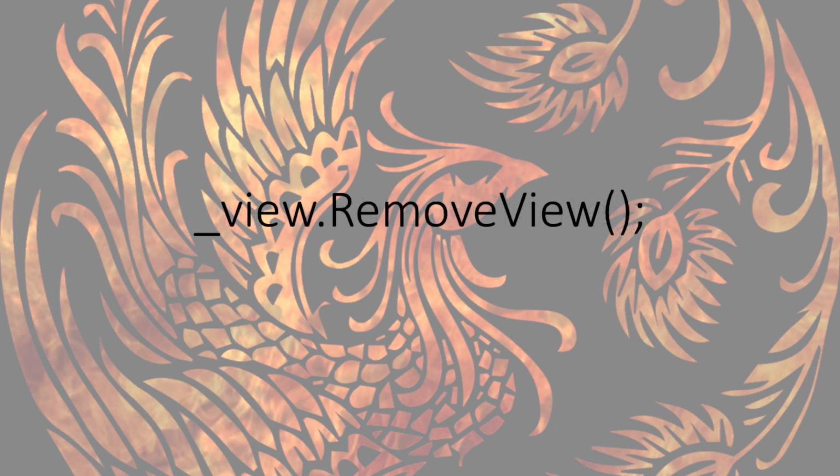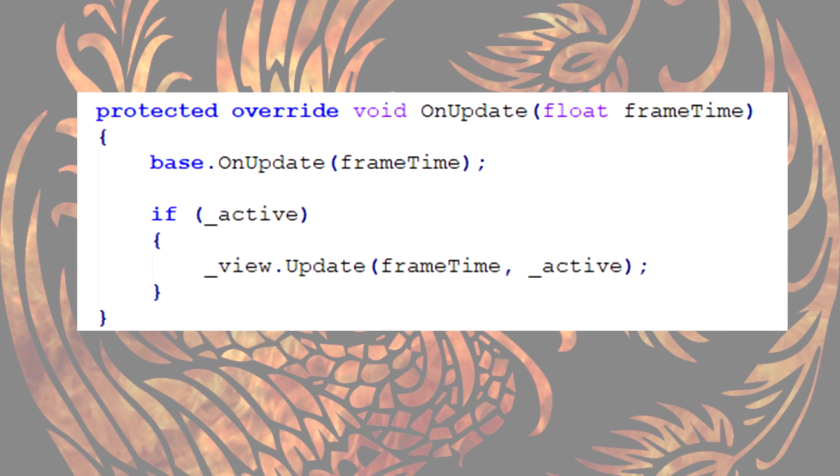I wanted to go a little bit more into the update method because I'm sure that it can be a bit on the confusing side for some. More specifically, the _view.Update with the parameters of frameTime, _active. This method will only call update when the view is actually active. What's more is that since the update will return immediately if the view is not active, we can save a managed to unmanaged call with it.